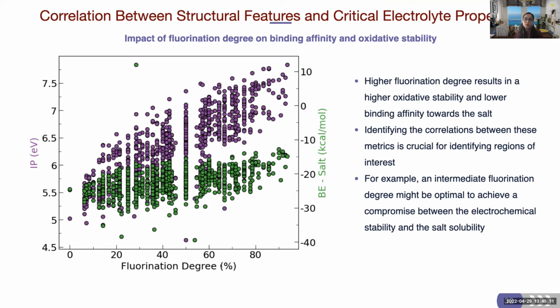So, for example, we found that degree of fluorination affects the oxidation potential as well as the binding affinity for the salt. Higher degree of fluorination results in higher oxidation potential, but lower binding affinity. So we would want an intermediate degree of fluorination to find the optimal balance and compromise between oxidation potential and binding affinity for the salt.